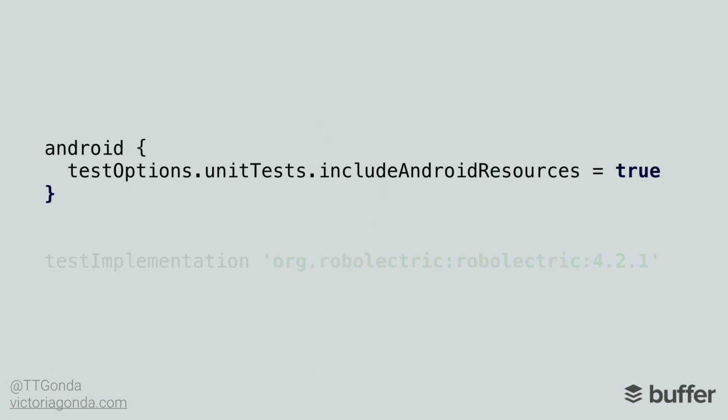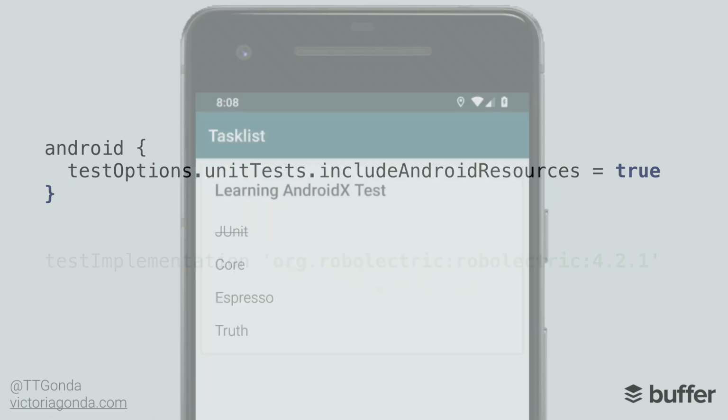And then one last thing is to make sure your test options are set up to include Android resources in your unit tests. And with that, we'll move on to the second part of AndroidX Test, which is core. This one has a bunch of new stuff. Just as a reminder, it has a lot with handling activities and fragments.